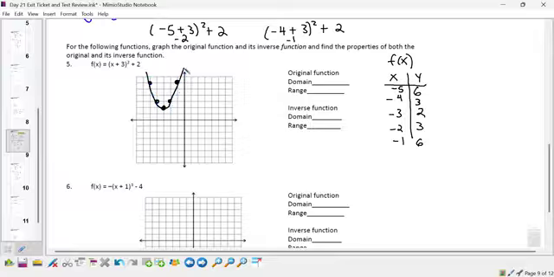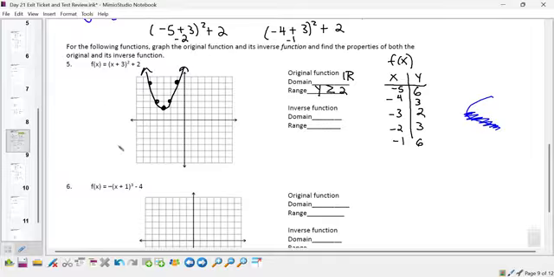Here's my function. It is a beautiful quadratic. All quadratics have a domain of all real numbers, and this particular quadratic has a range of y is greater than or equal to 2. Now, when I go to graph this inverse function, I'm not going to graph all 5 points because if I do, it's going to look like this and it won't be a function. So I'm going to cut off the bottom.